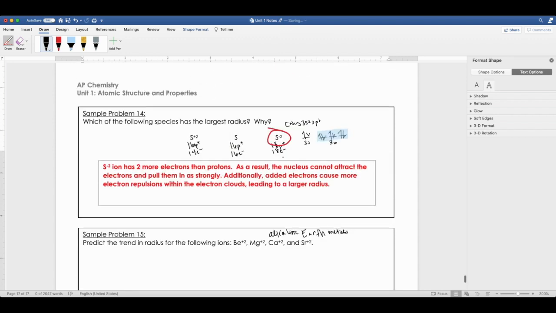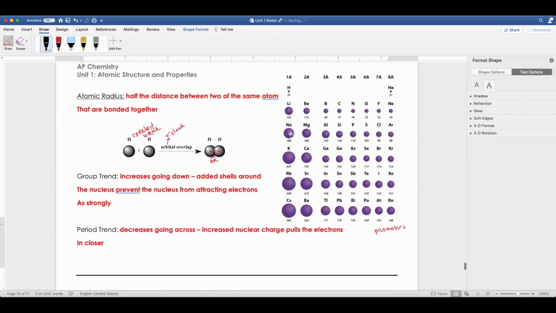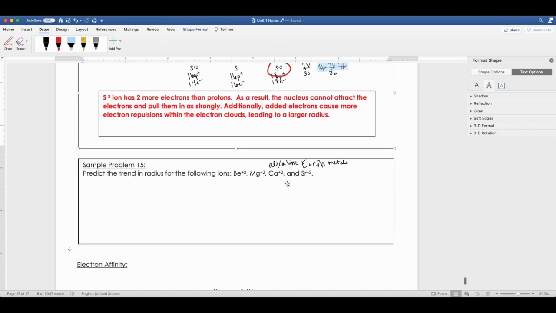As I go down a group, atomic radius and ionic radius gets larger. And that's because I'm adding those electron shells, right? And adding those electron shells is, of course, going to make that radius larger because the farther away those electrons are from the nucleus, the more so the nucleus cannot pull them in. So in this case, we actually tend to be the same right here.